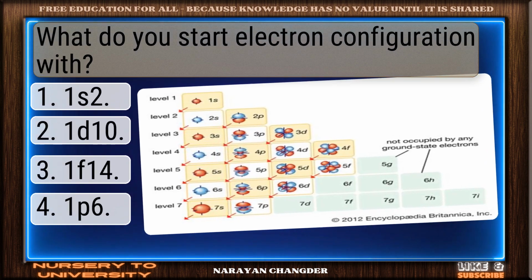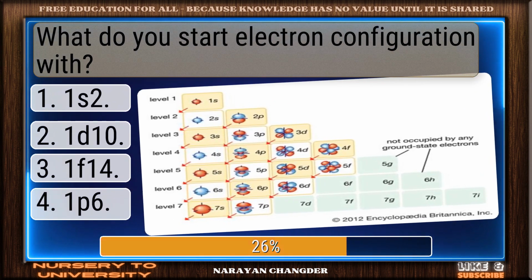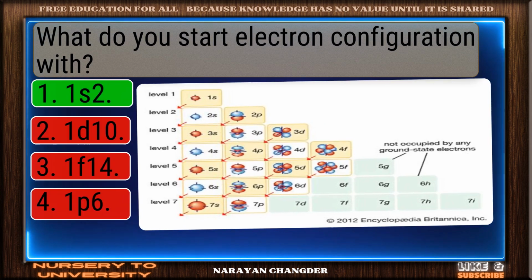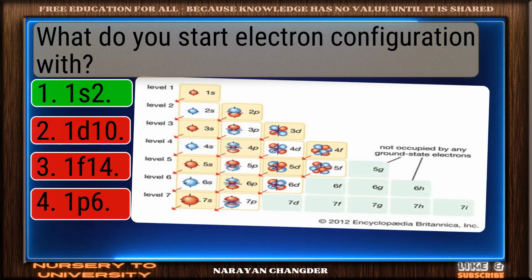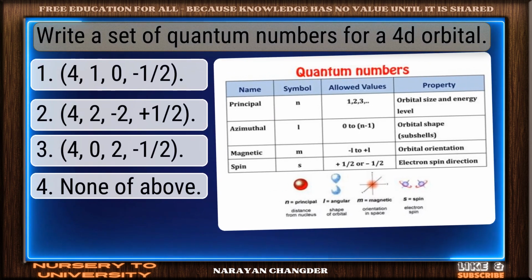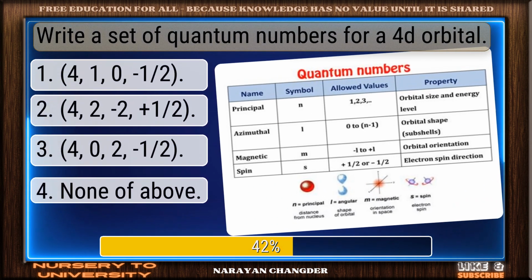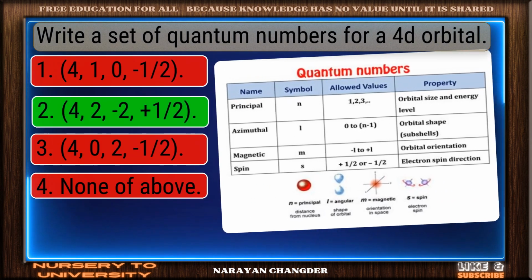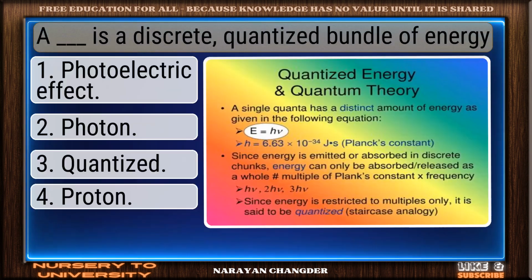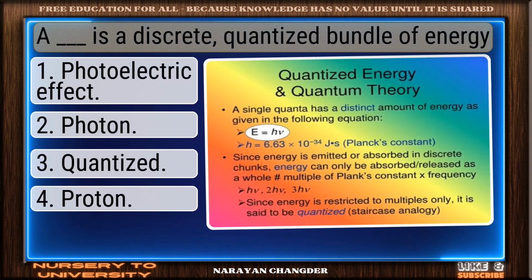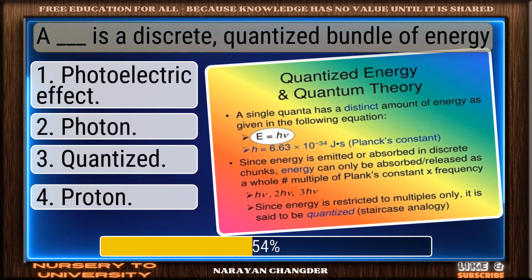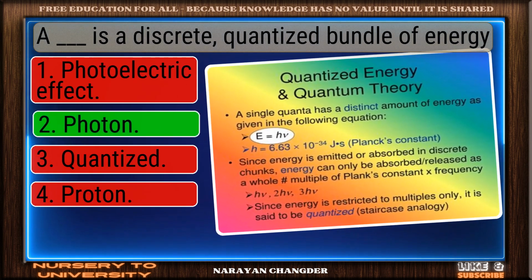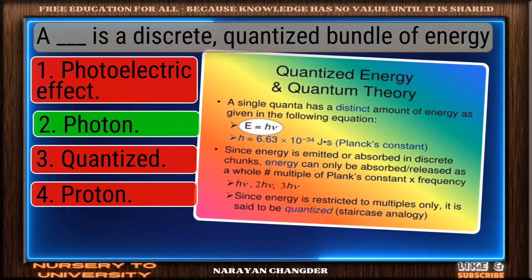What do you start electron configuration with? Strong choice. 2 is the right answer. Write a set of quantum numbers for a 4d orbital. Valid point. Is true. A dash is a discrete, quantized bundle of energy. Excellent choice. Photon is the right answer.